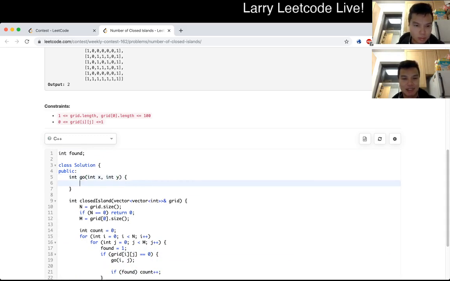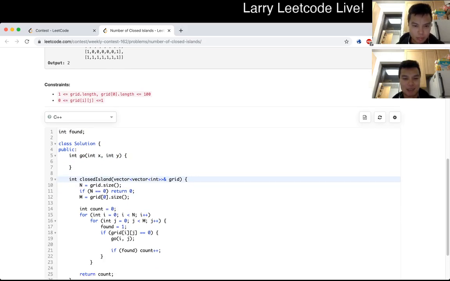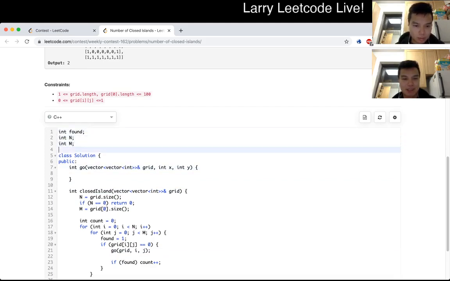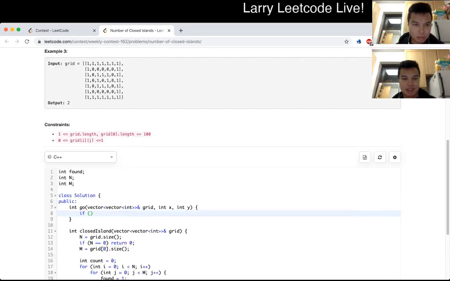I was debating putting the grid in global, but I was like, it's fine, it's not a big deal. I just pass in the reference. Forgot to declare the N and M's. And I do a very basic check.